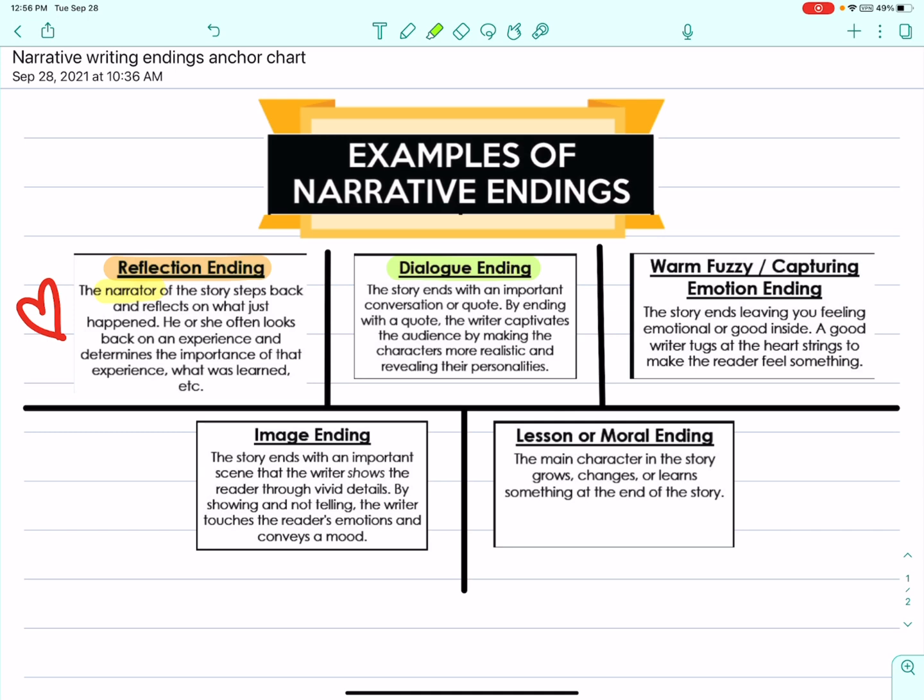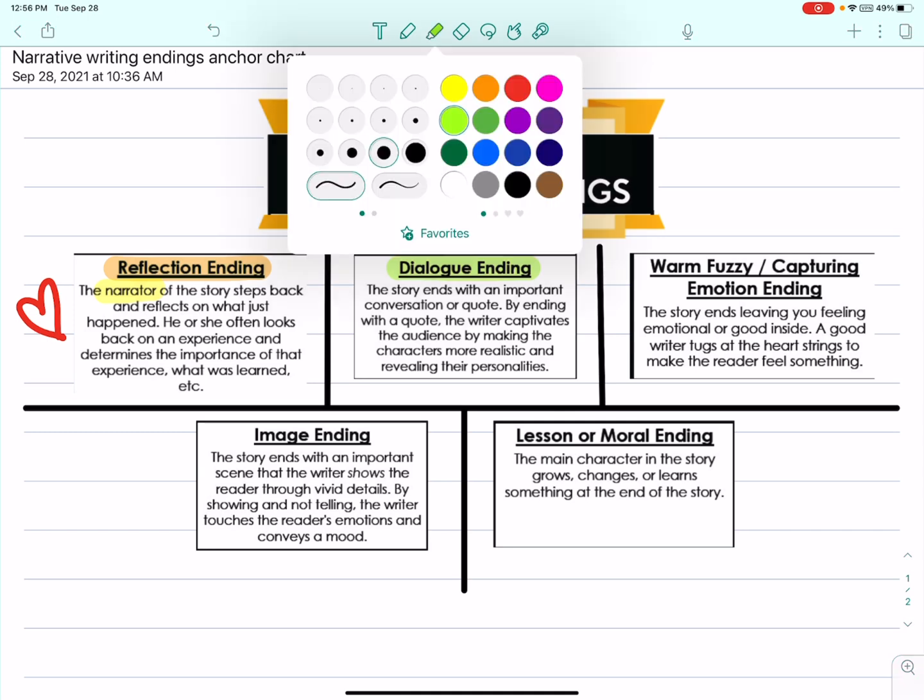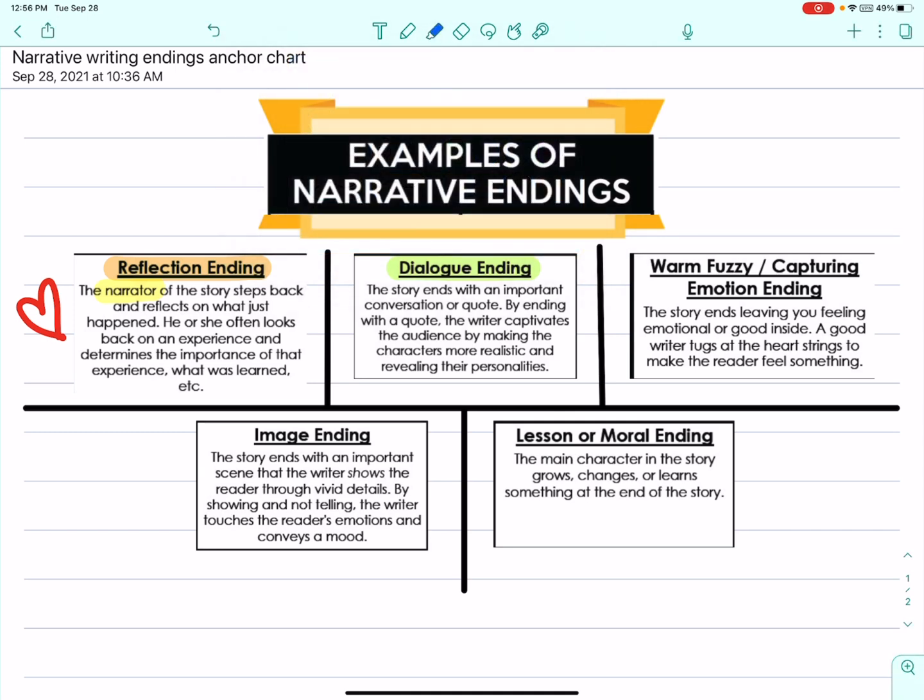The next narrative ending is what I call the emotional ending, or you may call it the warm, fuzzy ending. The story leaves you feeling good inside. A good writer tugs at the heartstrings to make the reader feel something. What could your character feel because their problem was solved?